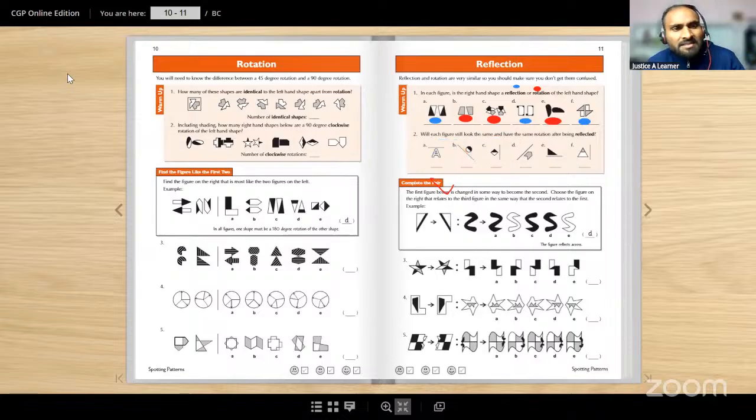Reflection is a mirror image basically. It can be a horizontal mirror, a vertical mirror, or a diagonal mirror. But rotation is when you move something at any degree. So yes, in the first image I agree with you because you have done it well, because that is reflection.